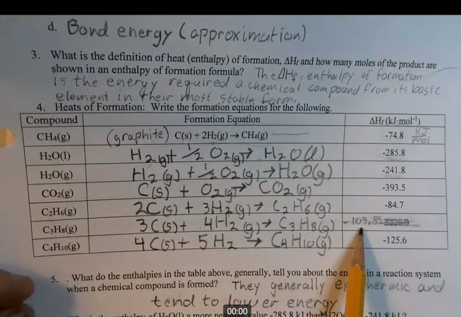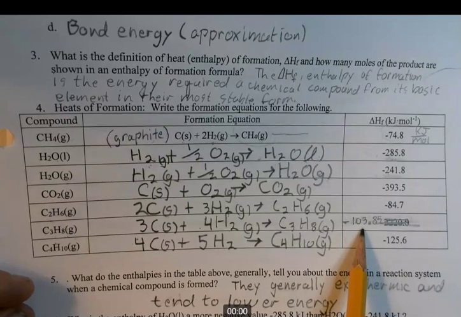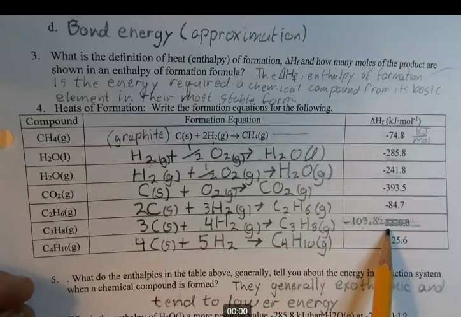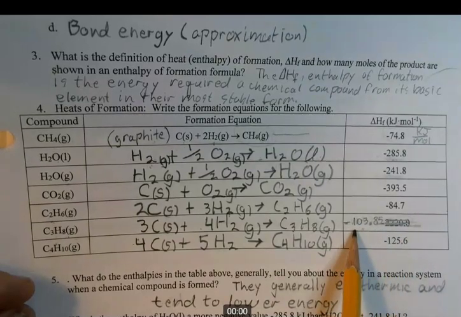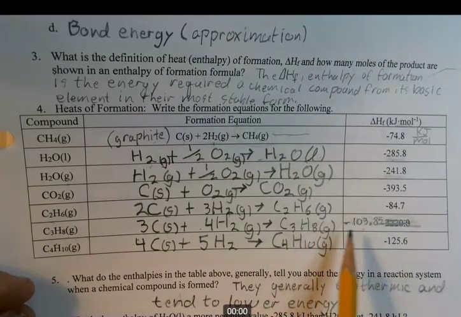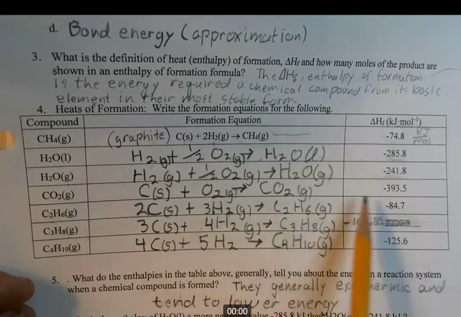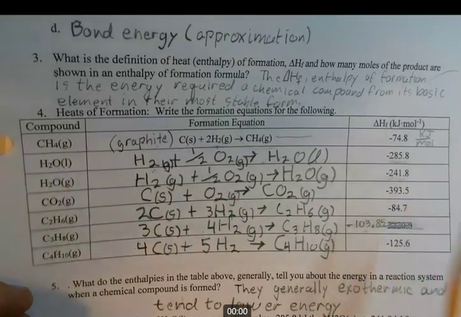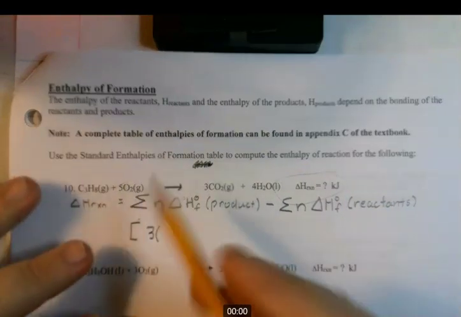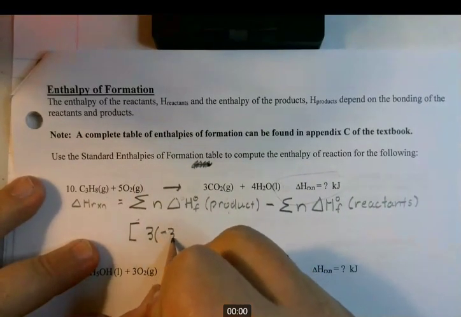Remember the correction we made right here at the beginning. And so if you didn't make that correction, that negative 2220 should be negative 103.85. So we're going to use that in just a minute. But for carbon dioxide, here it is. It's negative 393.5. So we simply put that number here.